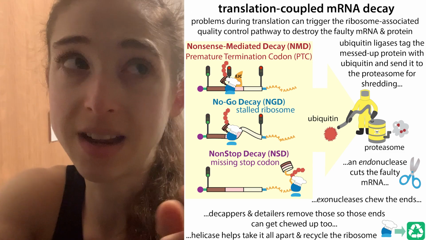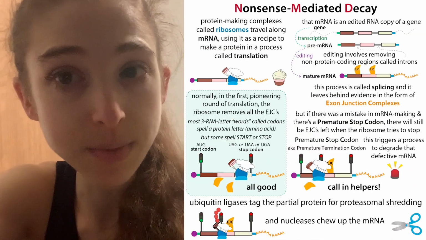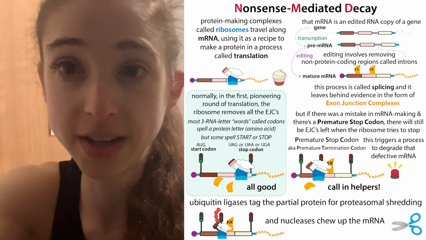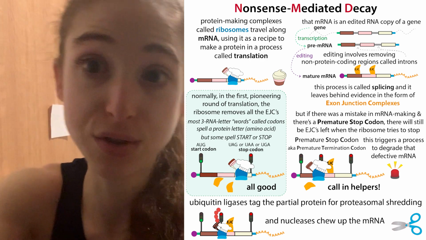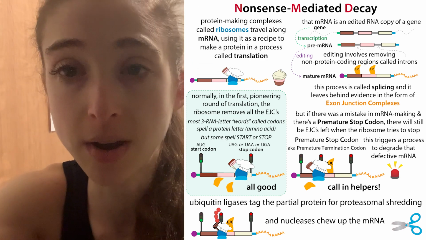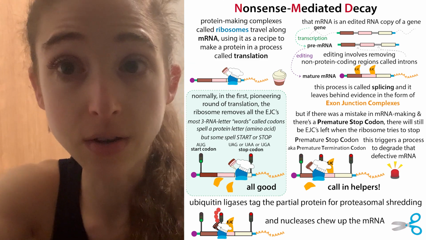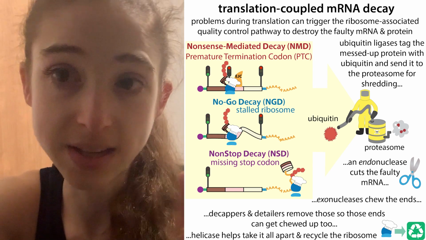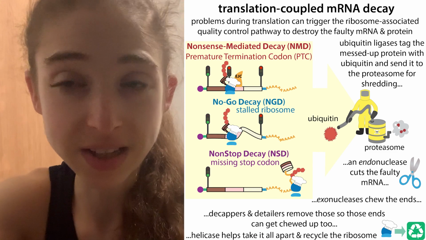Then there is a kind of opposite problem, nonsense-mediated decay, where the ribosome tries to stop too soon. There's a premature termination codon. So it tries to stop before the end of the protein, and now it's too far away from all that machinery that's needed to actually get the ribosome off, and so the ribosome stalls this way. And then finally, there's no-go decay, where the ribosome stalls for some other reason, some other problem, say, with the messenger RNA transcript. And so that's no-go decay.